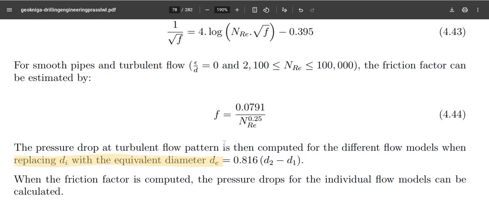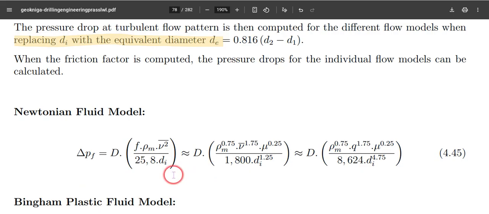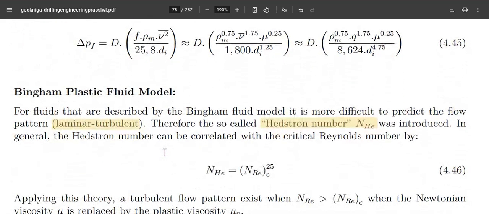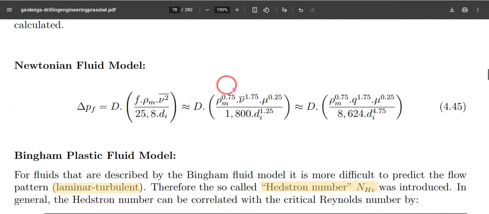So once f is computed, we can use some empirical correlations to identify the frictional pressure drop using 4.45. If you see that for laminar flow, it is a linear relationship between the mean velocity and the pressure drop, but here there will be a quadratic relationship, even for the Newtonian model. For the Bingham plastic model, the same thing can be applied, 4.45.